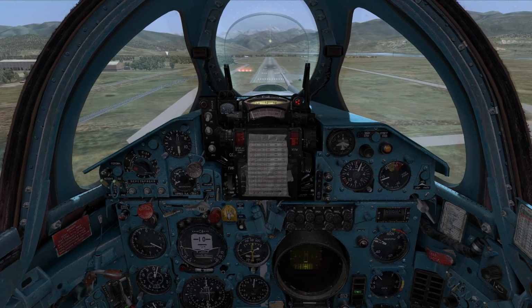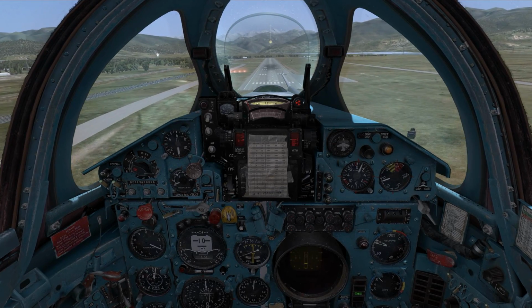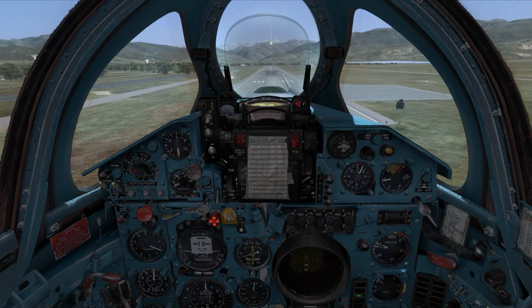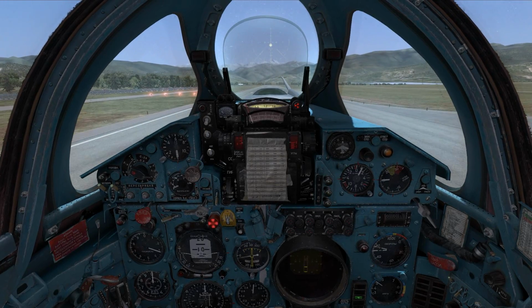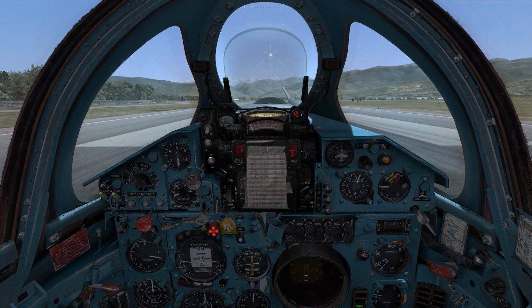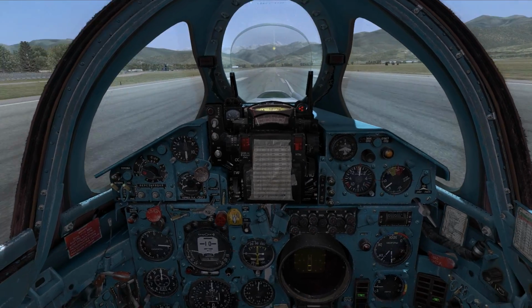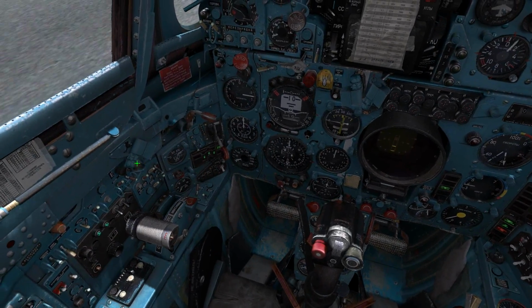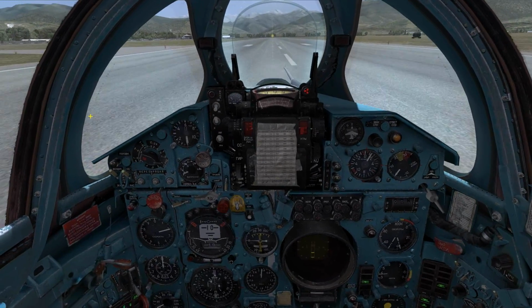And let me just bring the aircraft in for landing. Just let me touch down here. That will do. Let me deploy the parachute before we run off the runway.